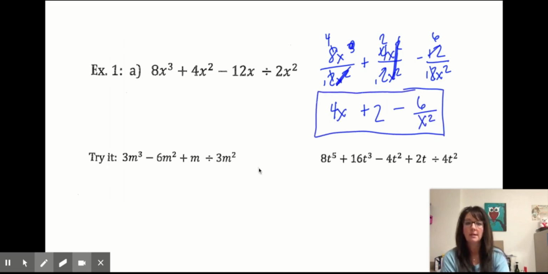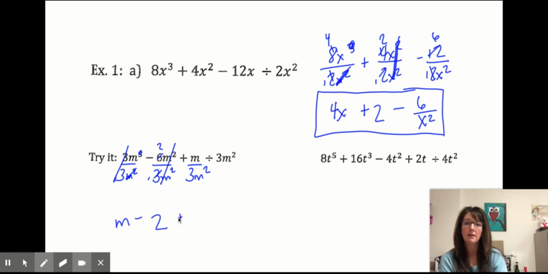Okay, so in this next section, to try it, we're basically taking all three terms, dividing by 3m squared. So 3m cubed divided by 3m squared, you're left with 1m. 6 divided by 3 is 2, and then these two will cancel. So we'll get 2. And then plus, this m will cancel with one of these m's, right? But there's nothing to cancel the 3. So 1 over 3m.